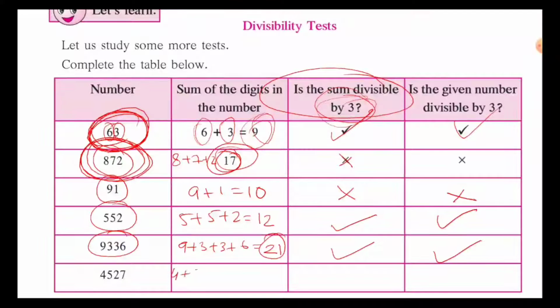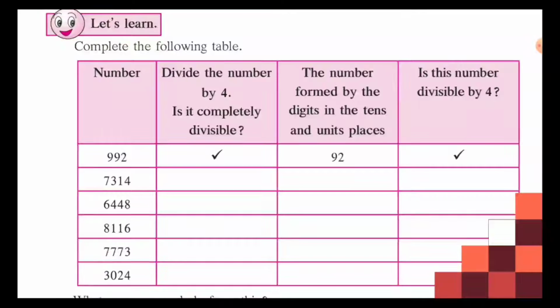Then we have to add this 4 plus 5 plus 2 plus 7. Okay, so 4 plus 5 will be 9. 9 plus 2 will be 11. 11 plus 7 will be 18. So 18 is divisible by 3, so 4527 will also be divisible by 3. This is how we check the divisibility test for 3.